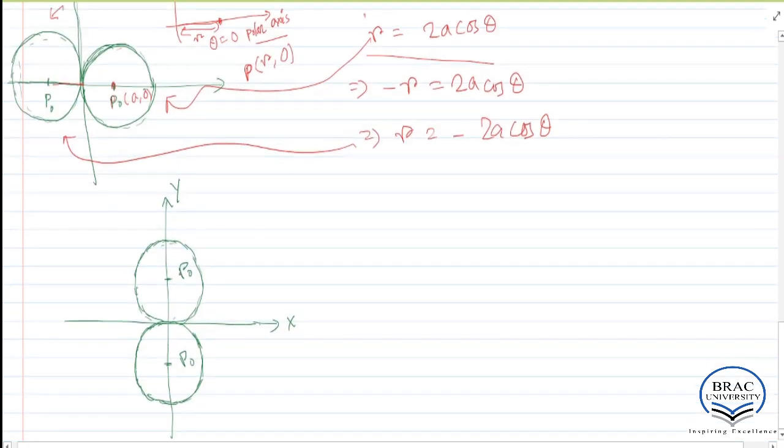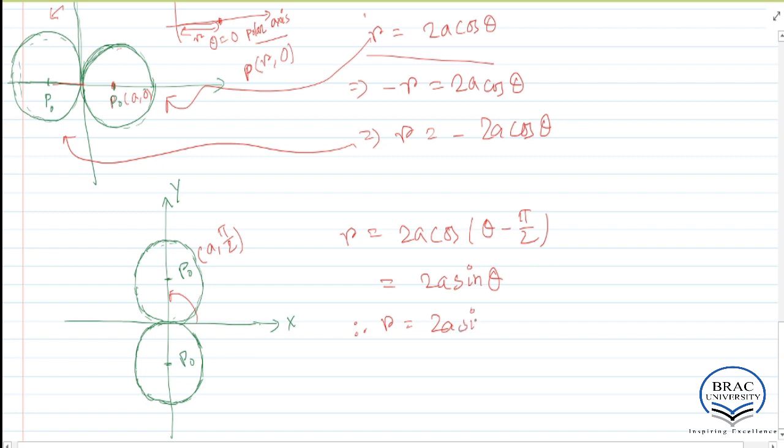Now consider the case when the circle is on the positive y-axis. The circle has the radius a, and the angular coordinate is here pi by 2. So the equation of the circle for this case is r equals twice a cosine of theta minus theta naught, where theta naught is pi by 2. So we finally have twice a sine of theta. For this case we have r equals twice a sine of theta.